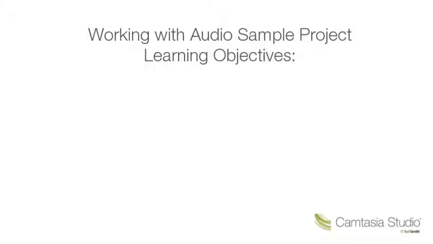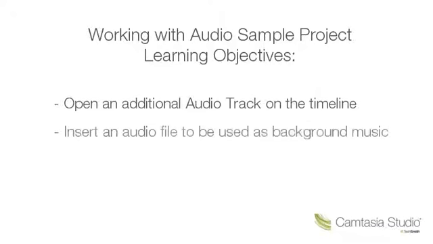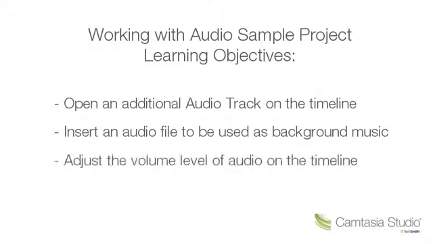When you reach the end of this tutorial, you should be able to complete the following tasks in Camtasia Studio. Open an additional audio track on the timeline, insert an audio file to be used as background music, adjust the volume level of audio on the timeline, and delete audio from the timeline.